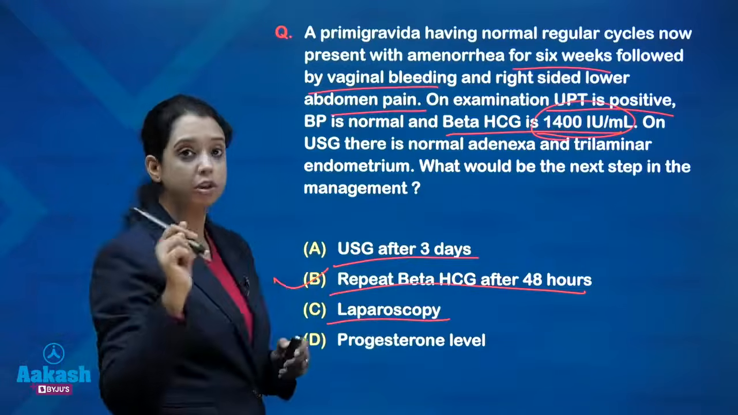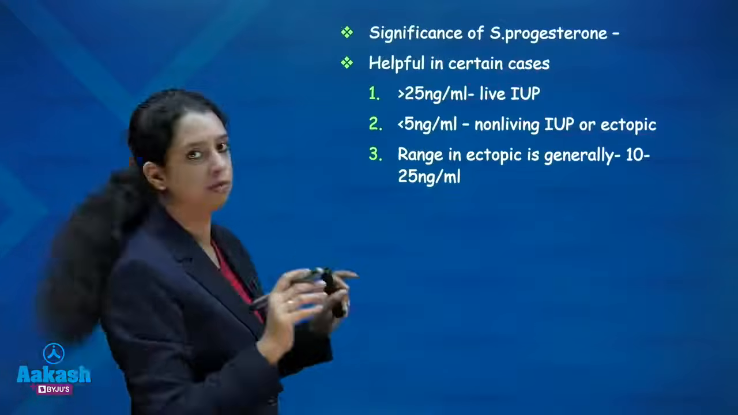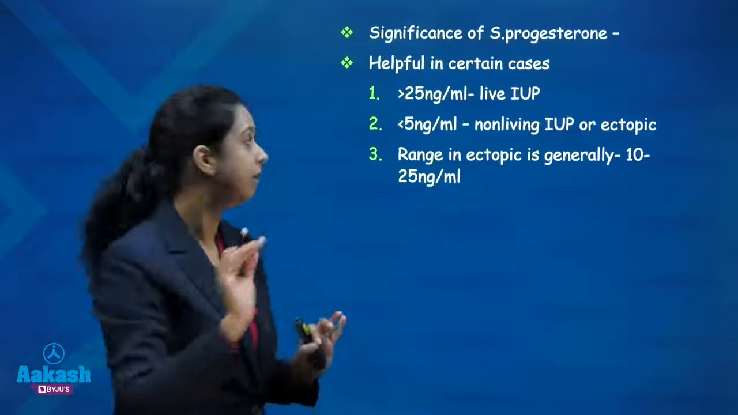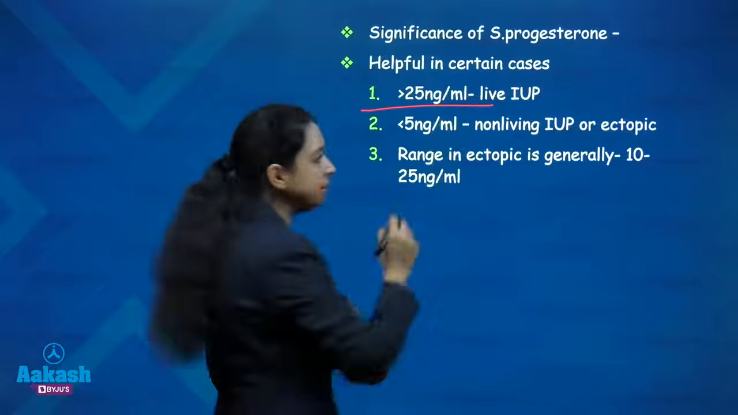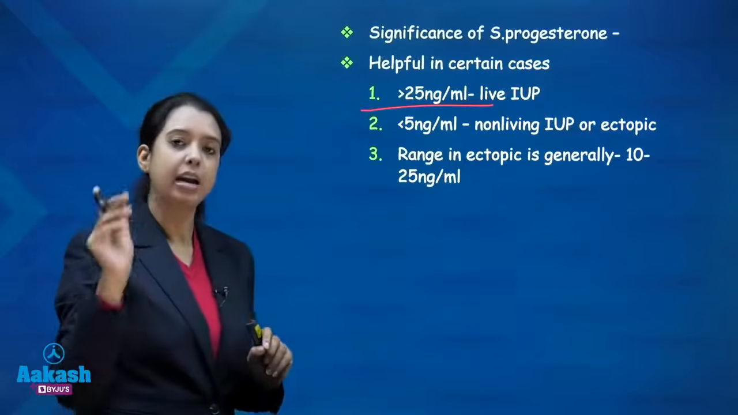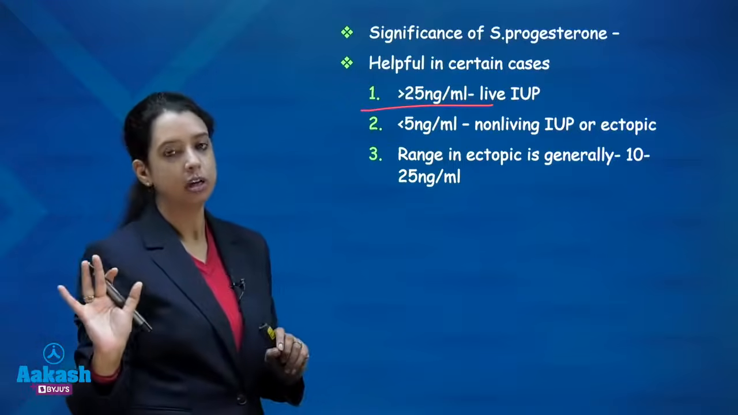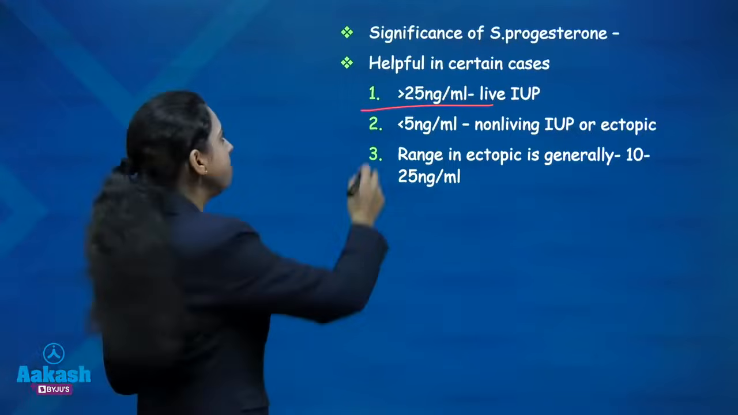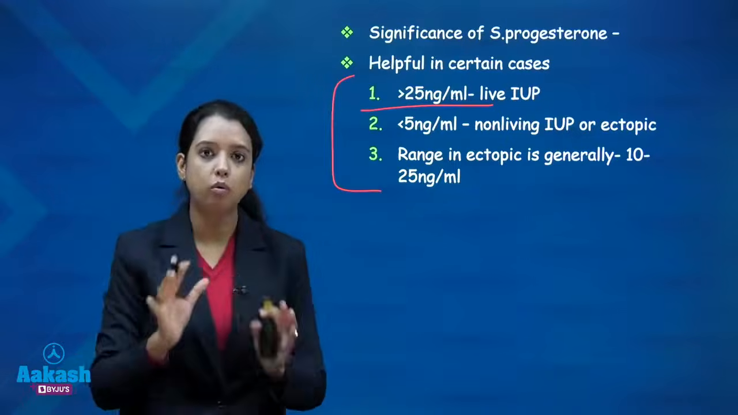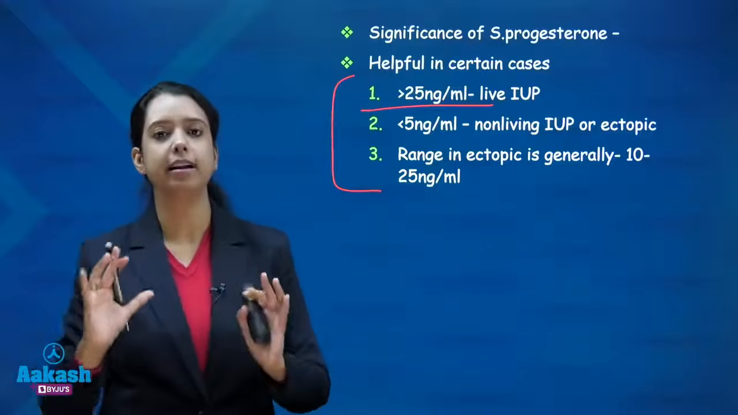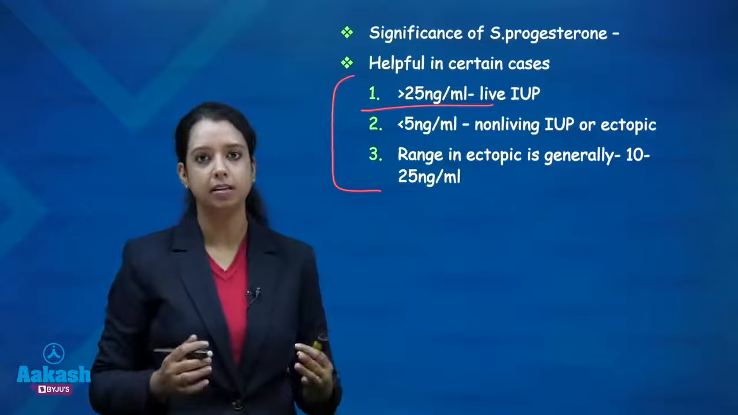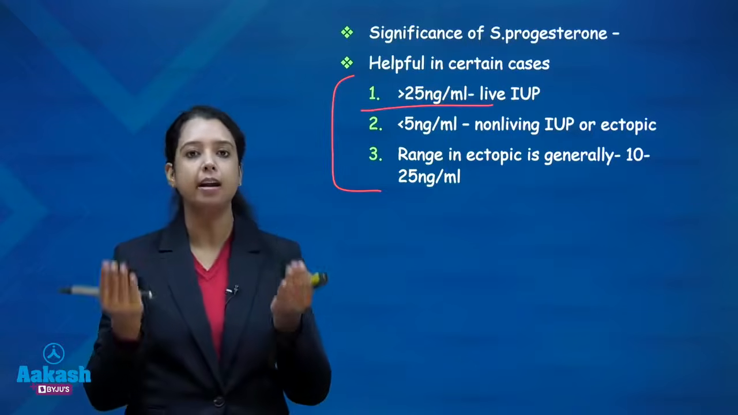What about serum progesterone? Now, serum progesterone is helpful in certain cases when your diagnosis is not very sure. It has been seen that progesterone more than 25 nanogram per ml is live pregnancy and less than 5 is miscarriage. Okay, when it is between 10 to 25, it might be ectopic. So, it might be helpful, but only when your diagnosis is not getting confirmed. Okay, so first step is repeat the beta HCG and see its rise and fall rate.